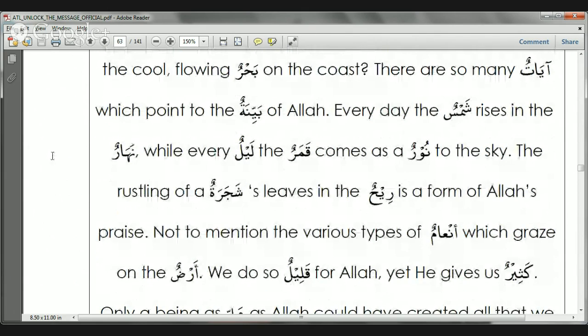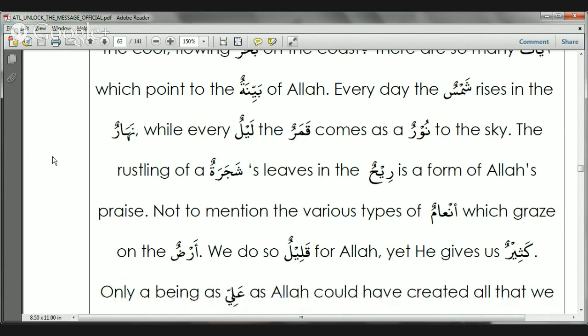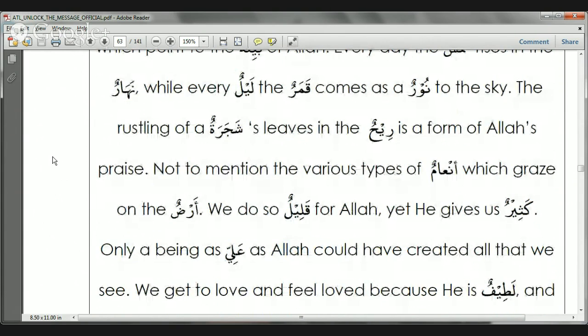So now even the words you may have just learned yesterday are starting to become reinforced in your head. You already know 2 words. Not to mention the various types of an'amun. Good. Cattle which graze on the ardun. Another one you know, look at that. We do so qalilun, little, for Allah, yet He gives us kathirun, a lot, or much. Much is a better word.